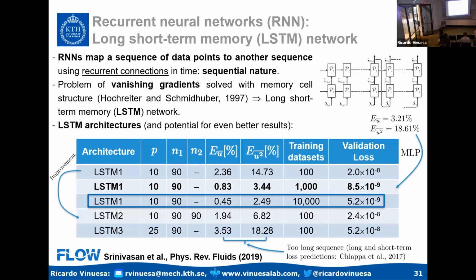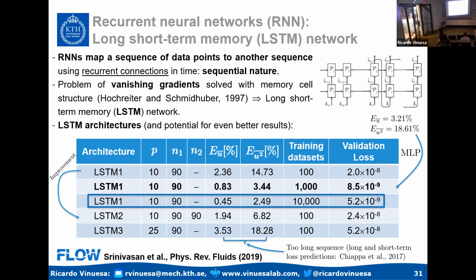Comparing with the MLP, when we train with 1,000 data sets, we have 3% error in U square and 18% error in the MLP. If we keep training with more, so increasing the number of data sets, we go down to 2%. There is even much more improvement by increasing to a second hidden layer. So if I compare this case with 100 data sets with case number 1, I reduced the error from 14 to 6%. So making the network deeper improves the results.